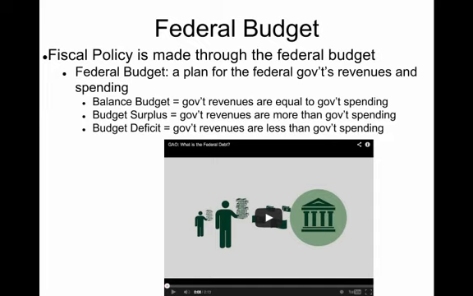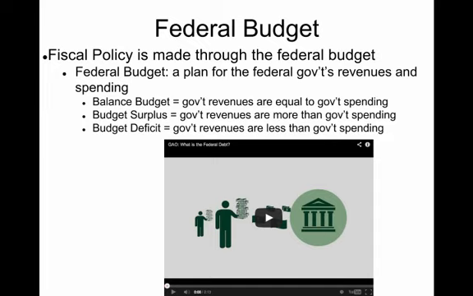You can have a balanced budget, which basically means that government revenues are equal to government spending, which doesn't happen very much. You can have a budget surplus, which means that government revenues are more than government spending, and we haven't had those since President Clinton was in office in the late 90s. And you can have a budget deficit, which means that government revenues are less than government spending. And for the most part, that's the way it's been forever. We typically don't have budget surpluses.